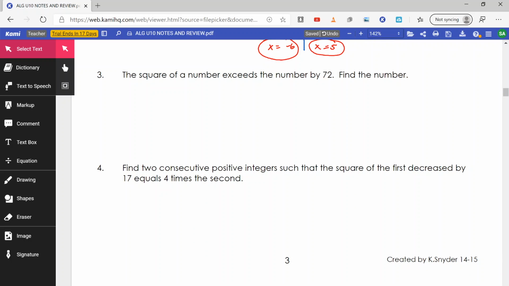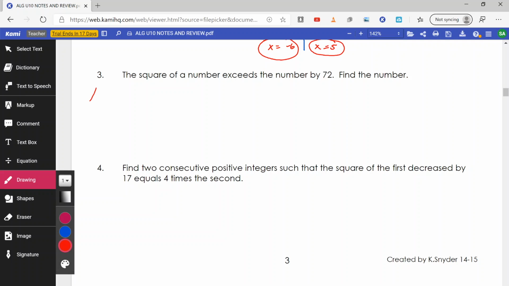So number 3, we have the square of a number exceeds the number by 72, and we got to find the number. So again, we don't know what the number is, so we might as well just say x equals the number. So the square of a number exceeds the number by 72. So that means whatever our number, the square of a number is larger than the number itself by 72.